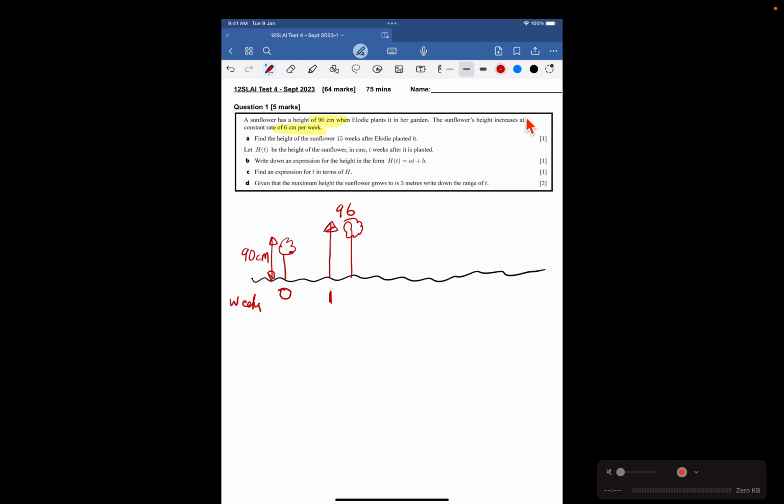So you see what's happening now, right? After 2 weeks, it's going to be 102. So it keeps going by 6 centimeters. Now, if we draw kind of a little dash, and if this is the sunflower itself, can you see, it's going to have actually 15 weeks of growth. So this is going to be 15 weeks times 6 centimeters per week. So can you see how we construct the final height? It's 90, the start, plus 15.